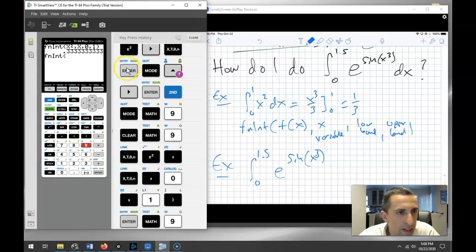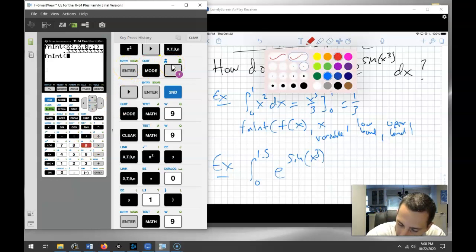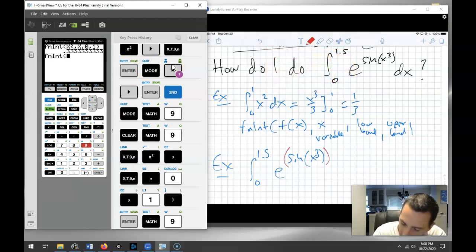The way you're going to do this here, you type in the function. Let's be clear about parentheses, right? Because you have a bunch in the exponent, you're probably going to want to make sure that sine of x cubed is in parentheses.